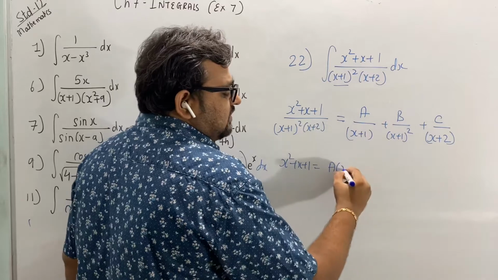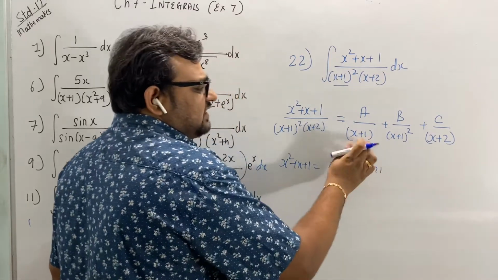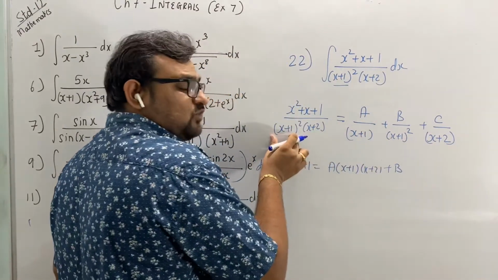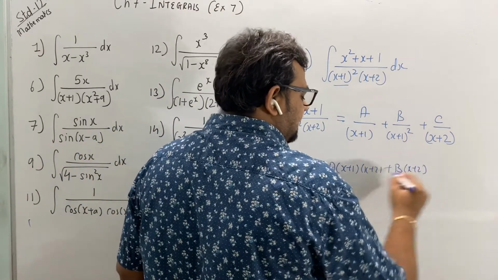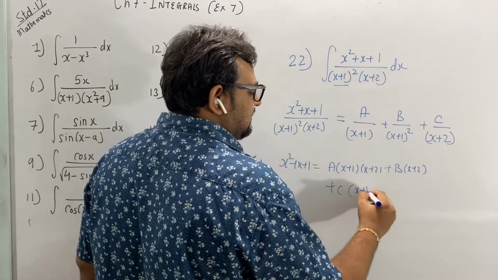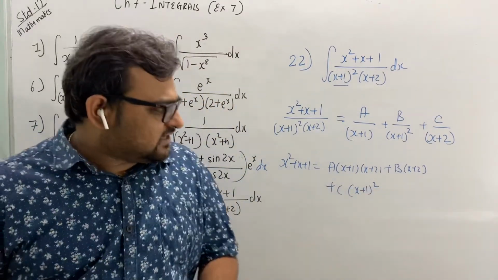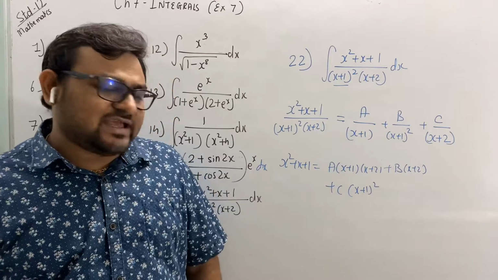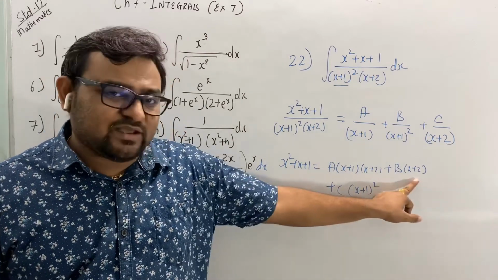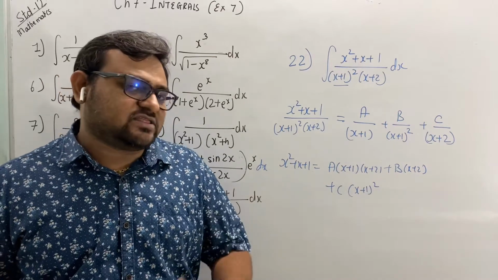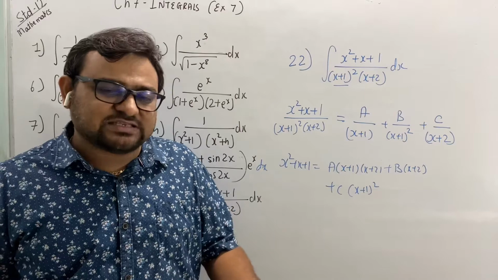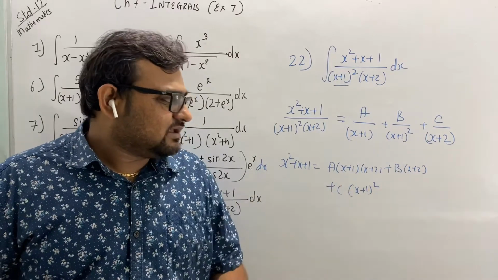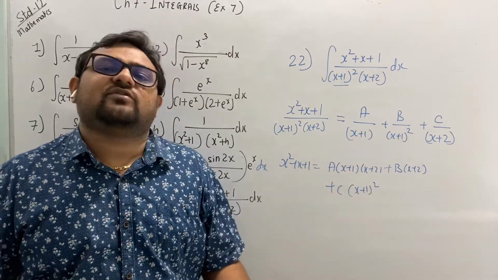So now just solve it: x square plus x plus 1 equals a into (x plus 1)(x plus 2), plus b into (x plus 2), plus c into (x plus 1) whole square. When you take the value of x as minus 1, the terms with a and c will be equal to 0, you will get the value of b. Once you take the value of x as minus 2, the terms with a and b will be equal to 0, you will get the value of c. And third, take any random value of x, let's take it as 0, right? When you put it here, you already have the values of b and c, so you will get the value of a.